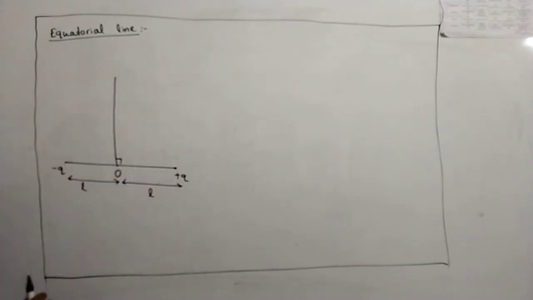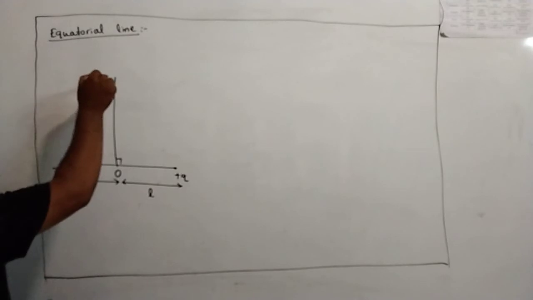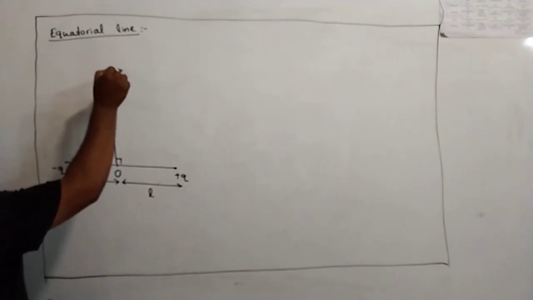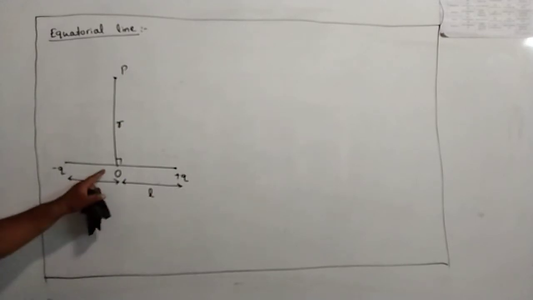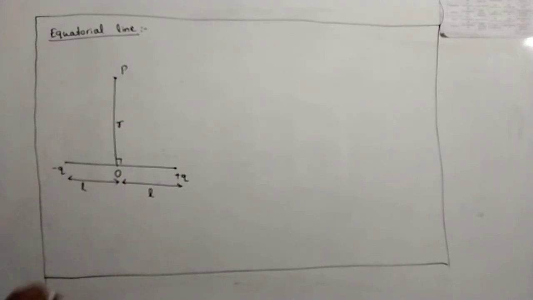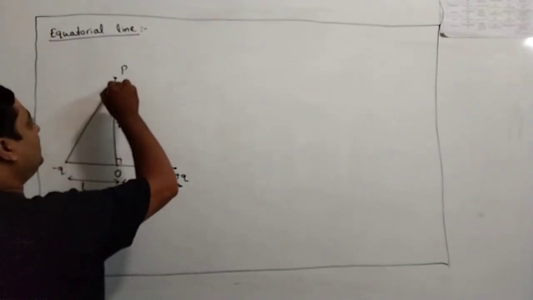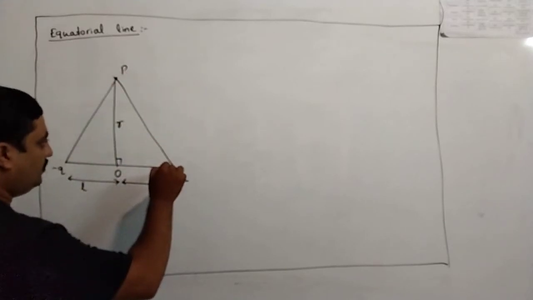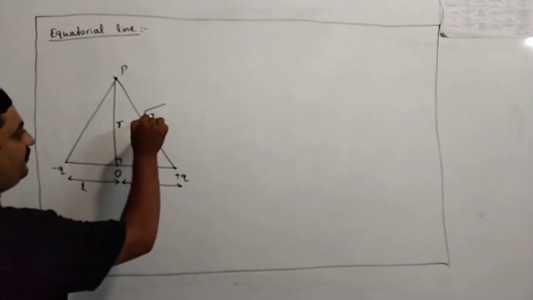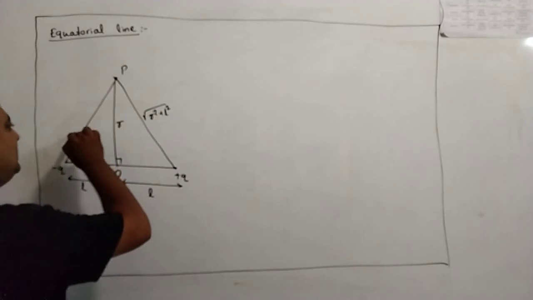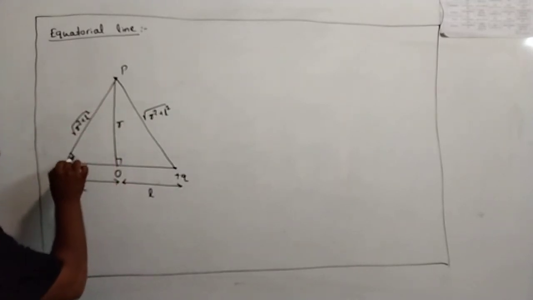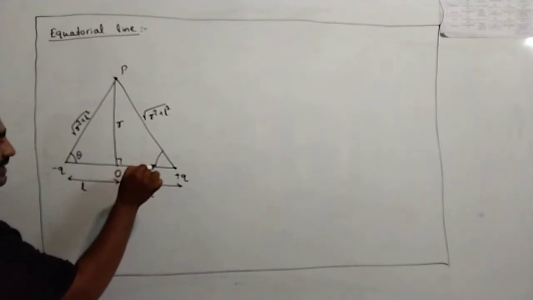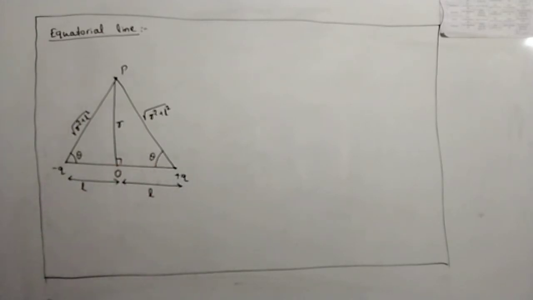It's called equatorial line. So let P be a point on equatorial line at a distance r from the midpoint O of the dipole. Now join these two. This will be root over of r square plus l square. This is also root over of r square plus l square. If this angle is theta, this angle is also theta.